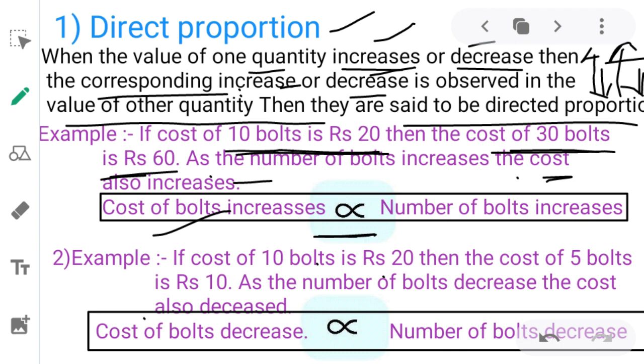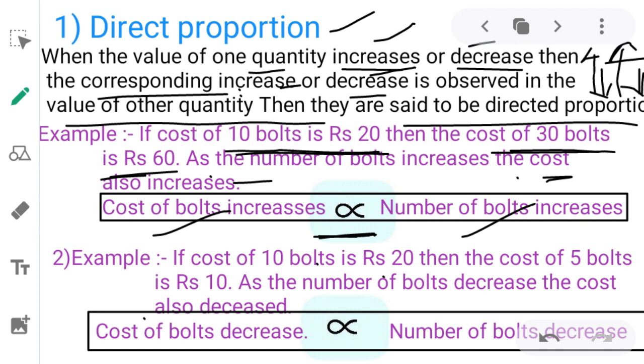The symbol is just like alpha. The symbol α means directly proportional to the number of bolts. You should read it like this: cost of bolts increases is directly proportional to number of bolts increases. In this way we can explain the direct proportion.